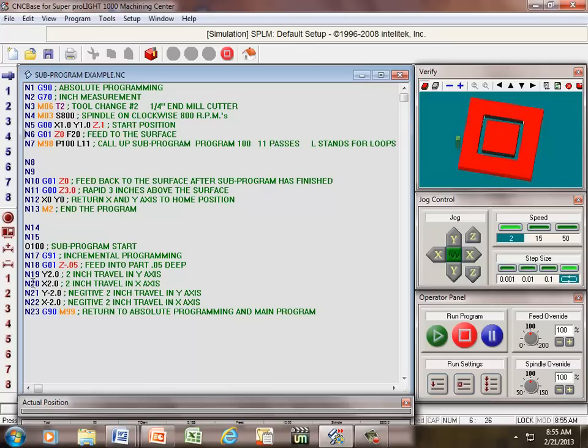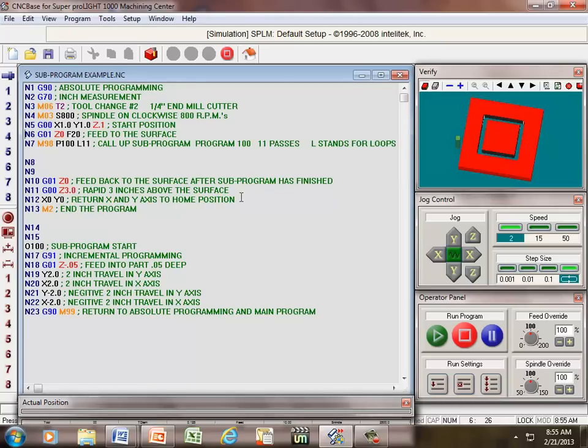Under line 19, we're traveling in our Y axis, not from home, but from our last movement, which was already 1 inch in the X and 1 inch in the Y. We're traveling only in our Y axis. That's going to be a positive direction. Line 20, we're traveling in our X axis, and that's also a positive direction.